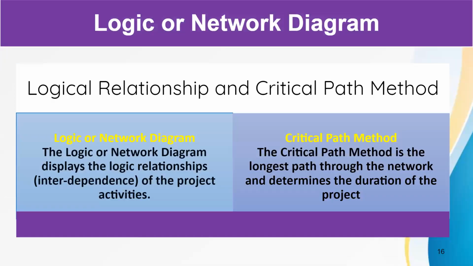So there are logical relationship and critical pathway in project management. And so the logical relationship is looking at the network diagram, which displays the relationship between the interdependence of the project activities. How do the project activities relate with each other? Then the critical pathway is looking at the longest path through the network and determines the duration of the project. So the logic or network diagram communicates the link between different project activities, and the critical pathway method also tells you how long a particular pathway will go.